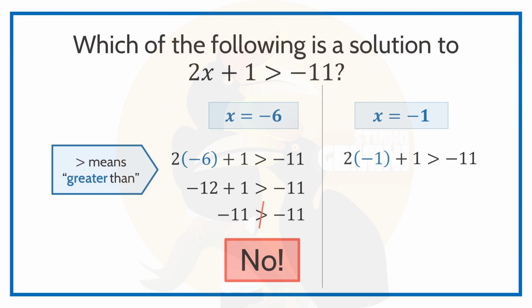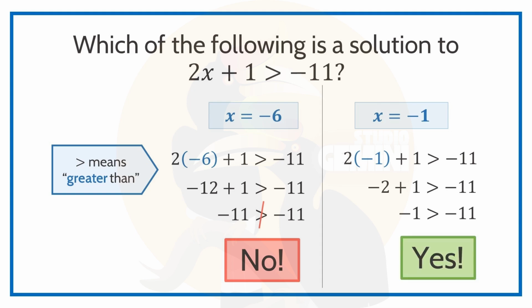Next, we simplify the left side of the inequality. 2 times -1 is -2, and -2 plus 1 is -1. Is -1 greater than -11? Yes. If we think about a number line, -1 is further to the right than -11, so -1 is greater. This means x equals -1 is a solution.